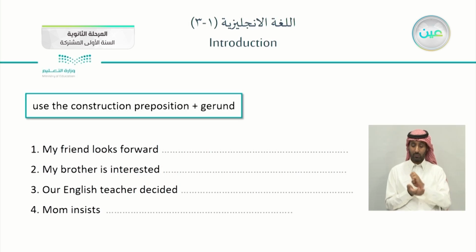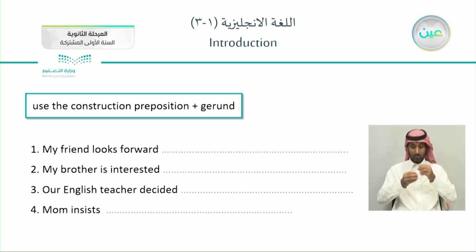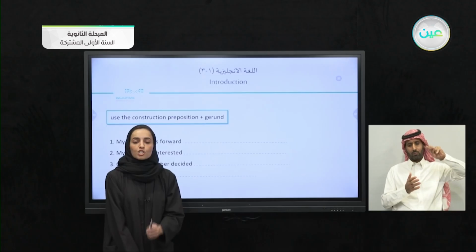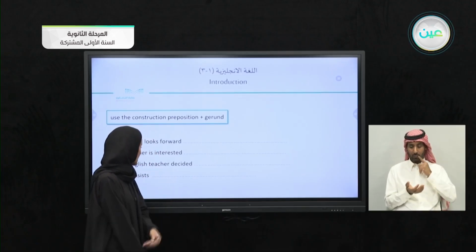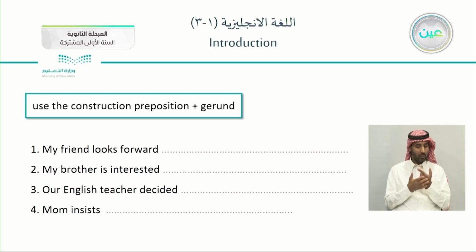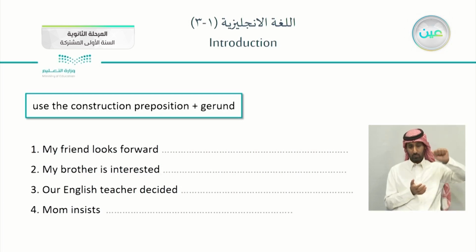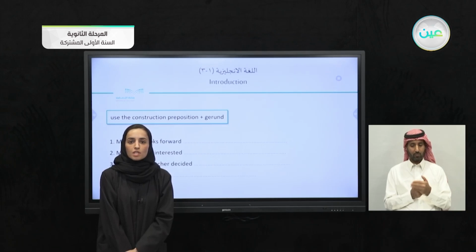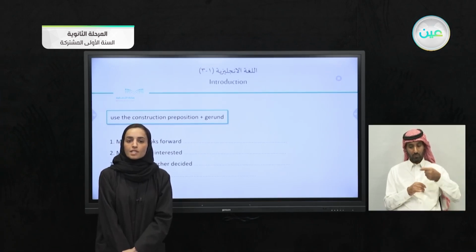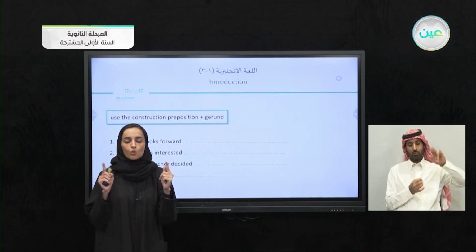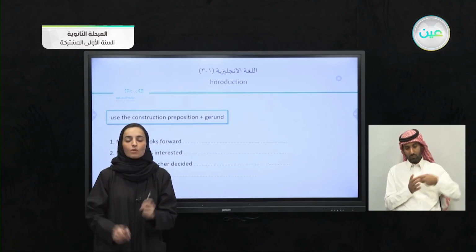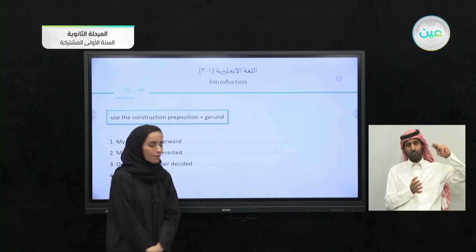Then the use of the construction, which is a preposition plus a gerund. What is a preposition? Again, a preposition is like in, to, about, as well as on and at. Many prepositions. After the preposition, we will use a gerund. A gerund is a noun that is a verb plus ing: swimming, writing. However, it's a noun, it's not a verb.